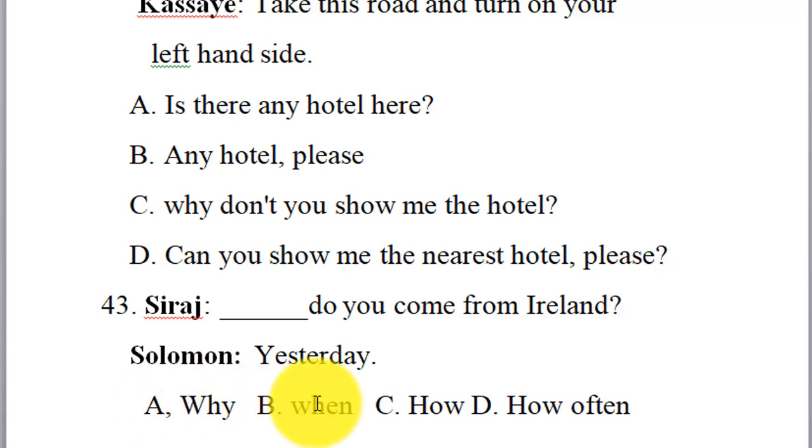Why means reason, when means time, how means ways or methods, how often shows how something can be done. So the right answer is when. Let's complete here. When do you come from Ireland?